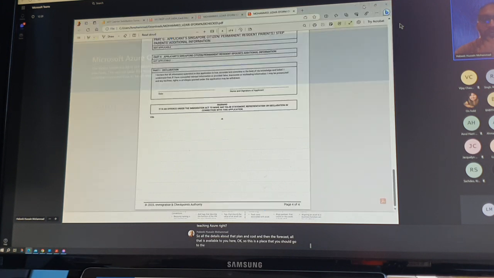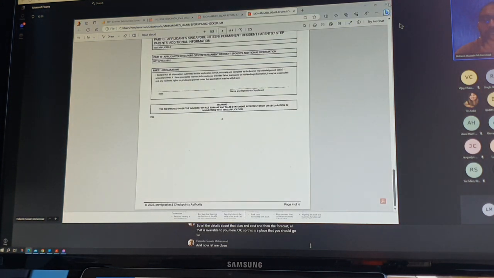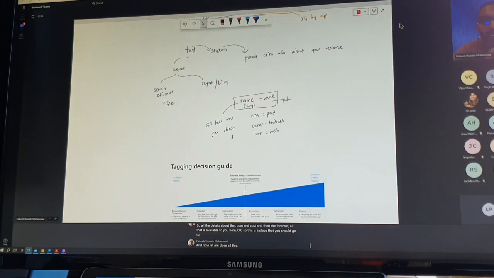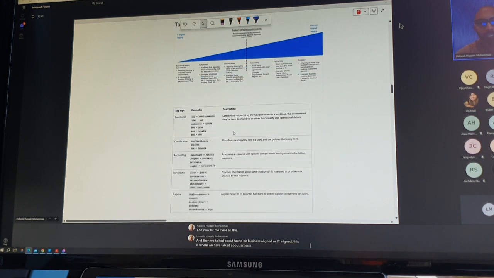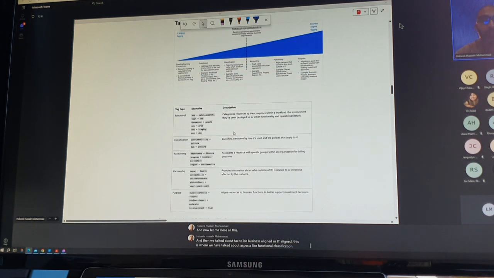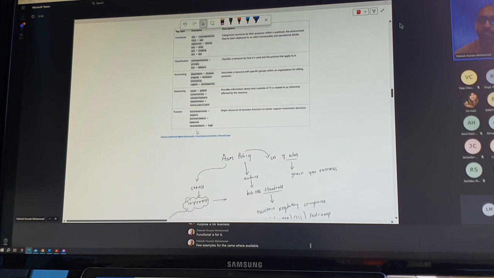So now let me close all this. And then we talked about tags to be business aligned or IT aligned. This is where we have talked about aspects like functional, classification, accounting, partnership, and purpose. Purpose is for business, functional is for IT. A few examples for the same are available. More details about that article comes from this KB.